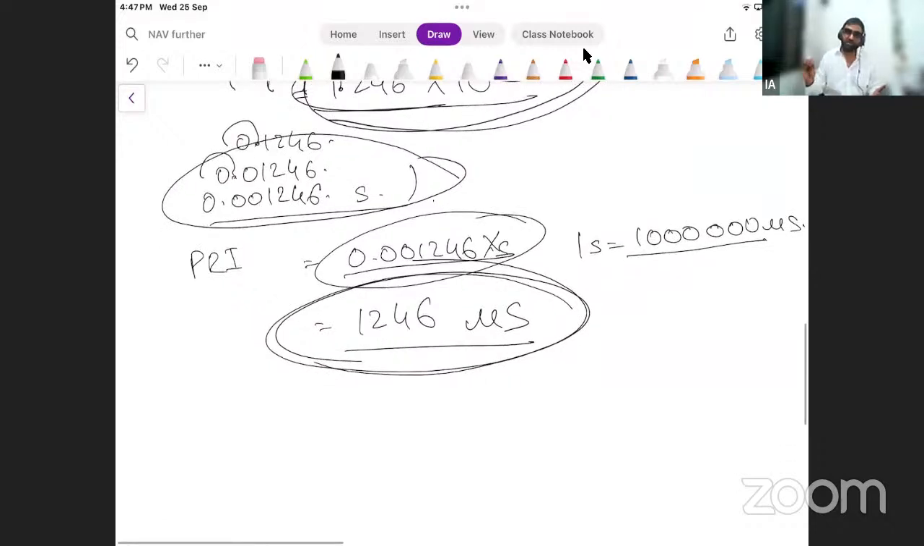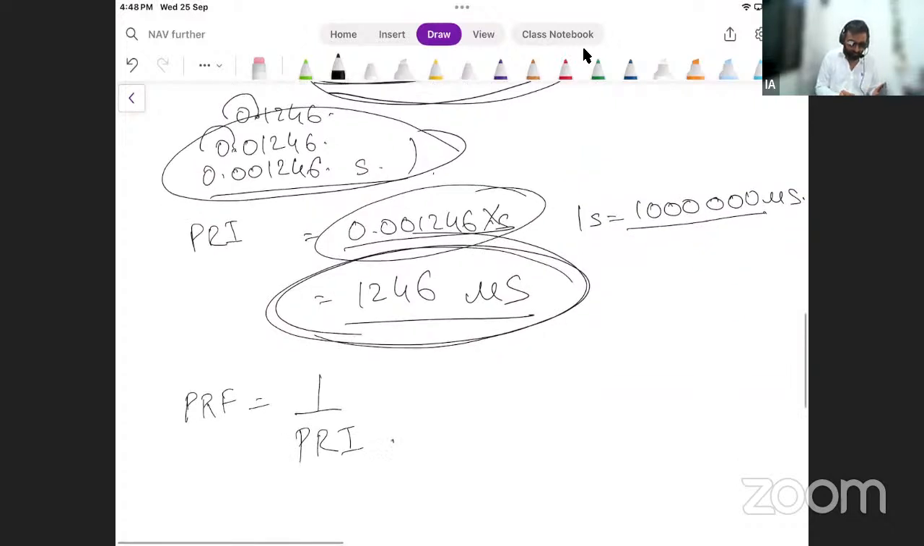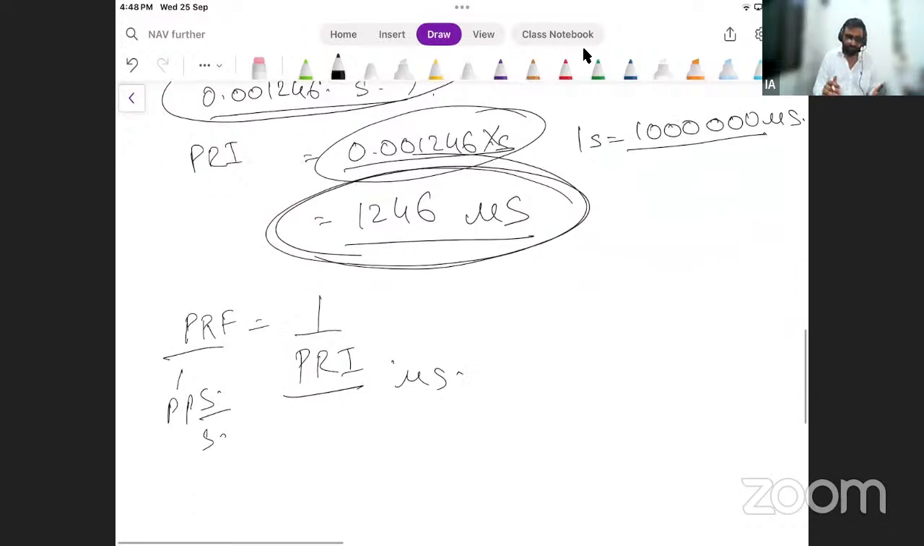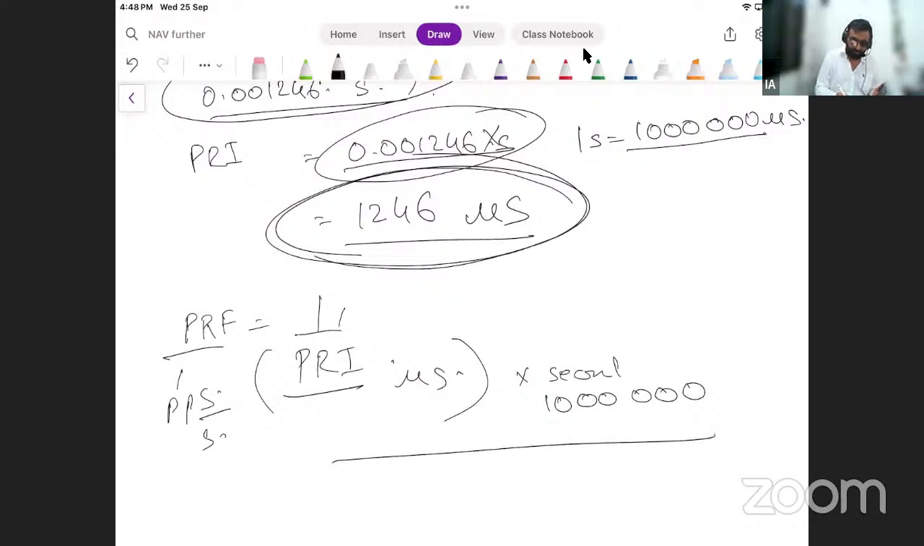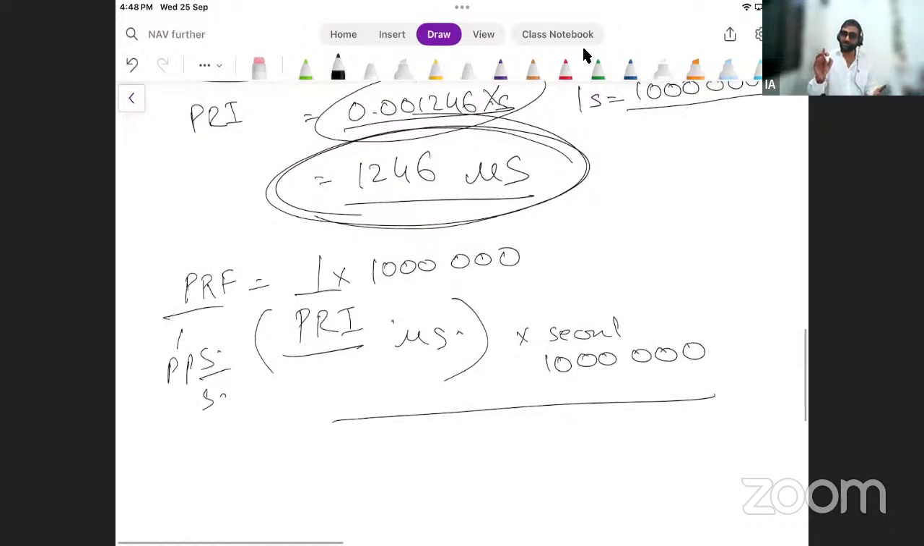Fine. Now I need to find my PRF. What is the formula for PRF? PRF is equal to 1 upon PRI. Now my PRF is PPS. The PRI that I have is in microseconds. PPS is per second. So my units are not the same. So I have to convert this into seconds. How do I do it? Simply multiply by the same conversion factor. If I'm multiplying the denominator, then I'll have to multiply the numerator also. These are the steps you'll remember for PRF, PRI calculations.